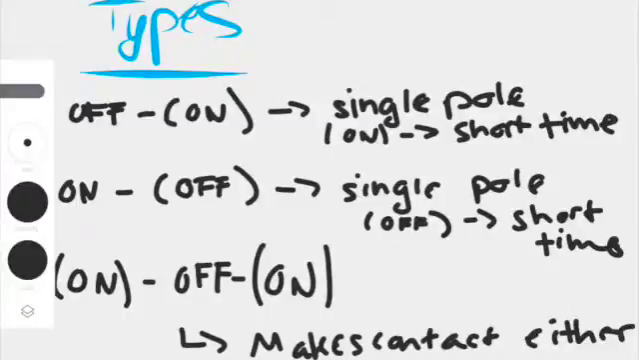And then for the second situation, we have on-off. In this case, the switch stays on, and when you press it, it turns off. This is a similar mechanism, so it's single pole again, but we have the parentheses around off. Now moving on, we have the on-off-on. This makes it a little tricky, but it basically says that it makes contact either way, so it'll turn on either way you make contact. And then it returns to the center position of being off.